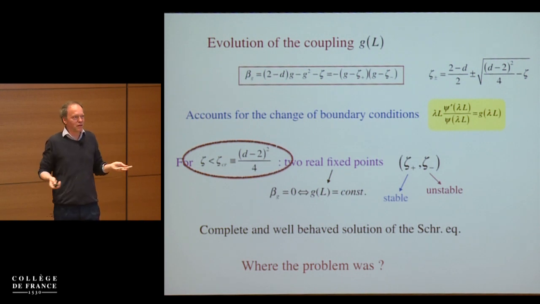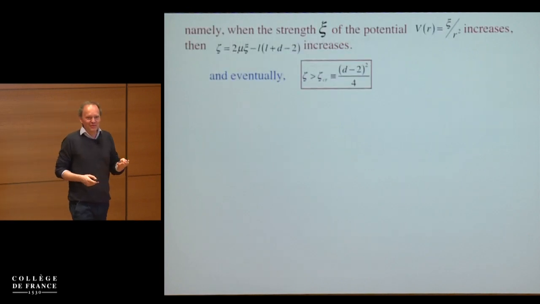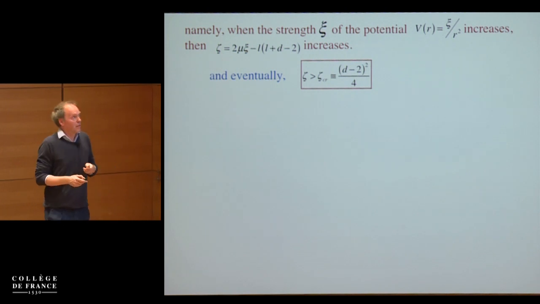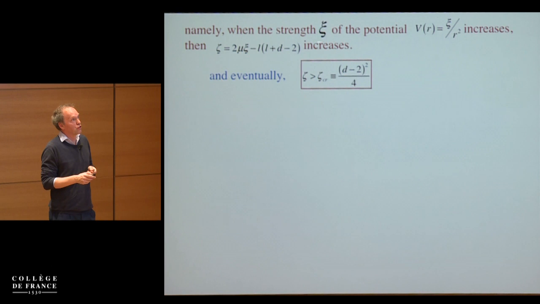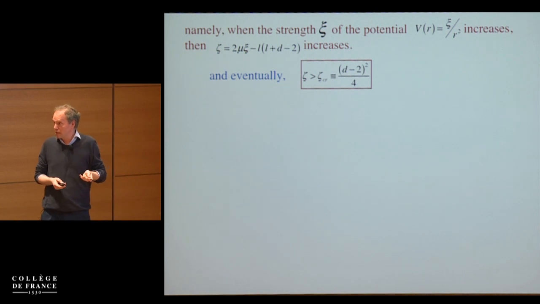Then you may say, okay, what is the physics? Where is the physics here? I got lost. And to tell you the truth, I also got lost when preparing the talk. So where was the problem? The problem came from the initial potential. So let me remind you. The strength of the potential initially is psi, this psi here. When this psi increases, then this zeta, which is this combination, also increases, right? And eventually, this value becomes larger than this fixed parameter, okay?